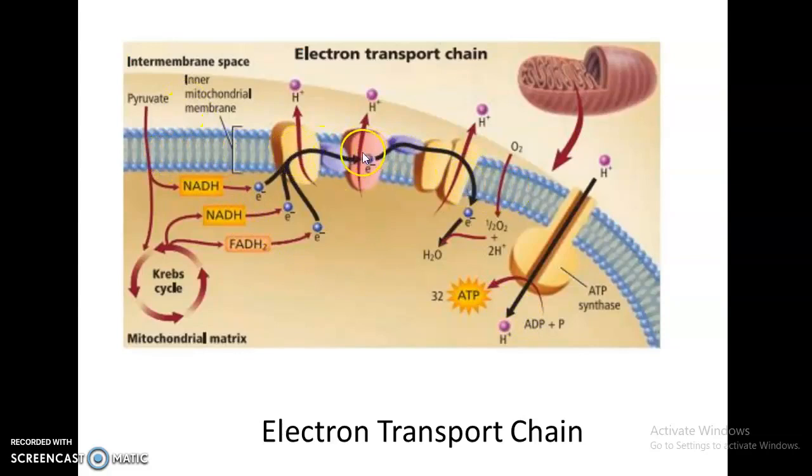These are the protein complexes of the electron transport chain, through which electrons from the NADH and FADH2 molecules will be transported, and then finally there will be the electron acceptor molecule, that is oxygen, and formation of water. Then this is ATP synthase, a protein on which ATP will be made. So there will be 32 ATP made from one glucose molecule through the electron transport chain.